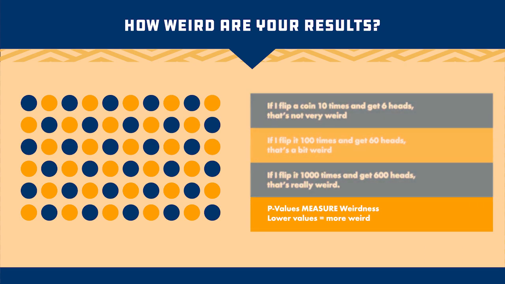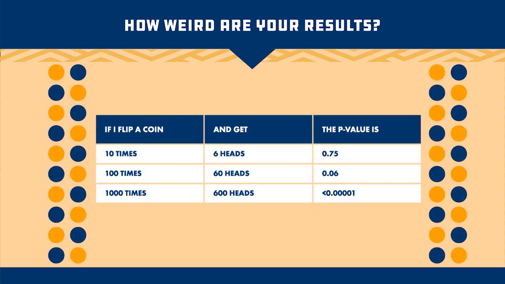So the p-value for getting 6 heads, how weird this is, is 0.75. All right, so that's not statistically significant. It says, you know, assuming this is a regular coin, getting 6 heads is not that crazy. 0.75, it could happen all the time.